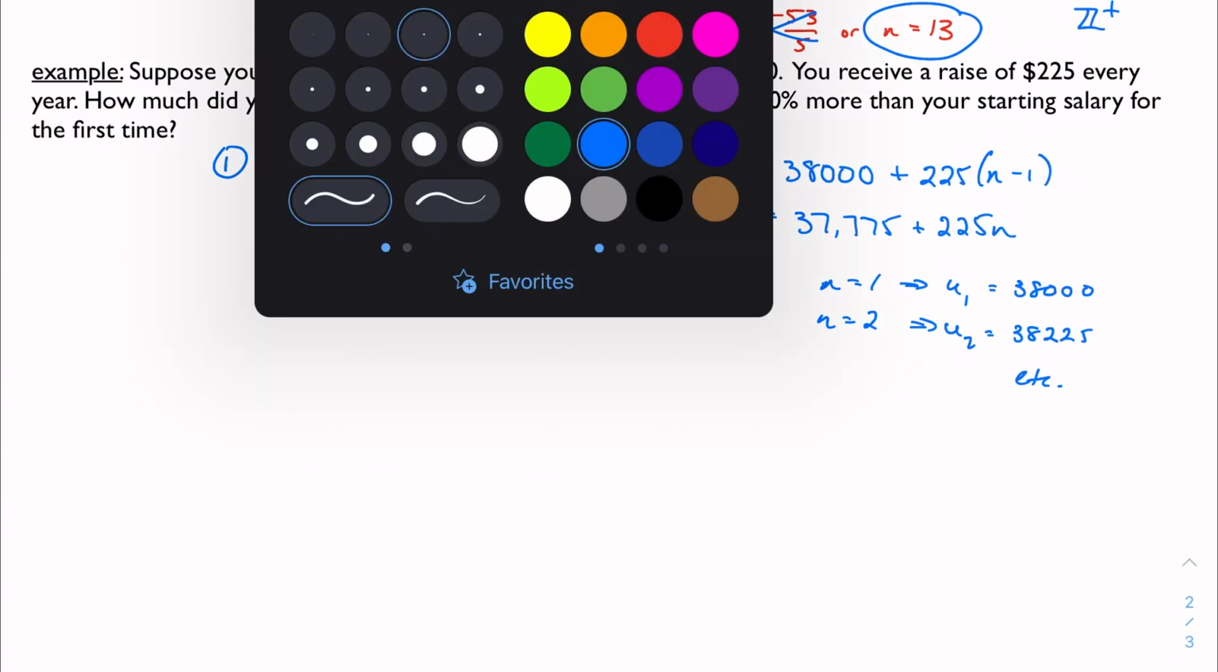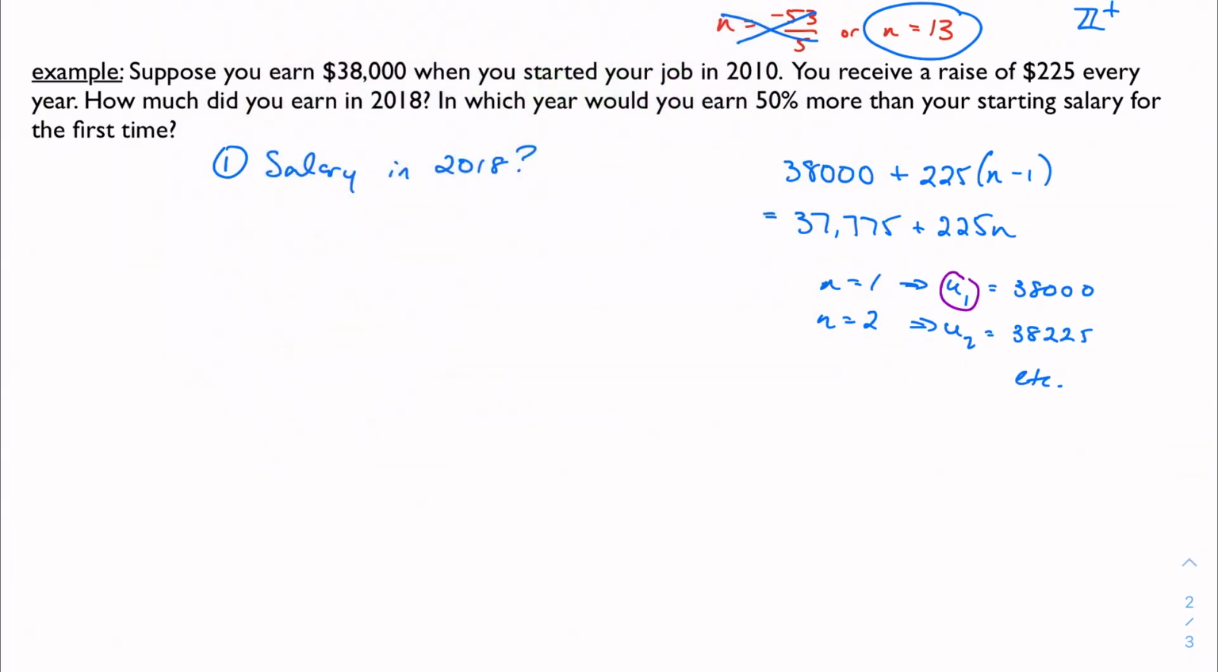Now, you might have noticed this isn't U sub 2010. This is U sub 1. So we're making an equivalency between saying that when n is 1, that refers to the year 2010. When n is 2, that's then going to refer to the year 2011, and so on. So we want to really be careful with this, and we don't want to call it U sub 2010. We want to call it U sub 1 because that's my first term in the sequence. So we have to be careful with our notation.